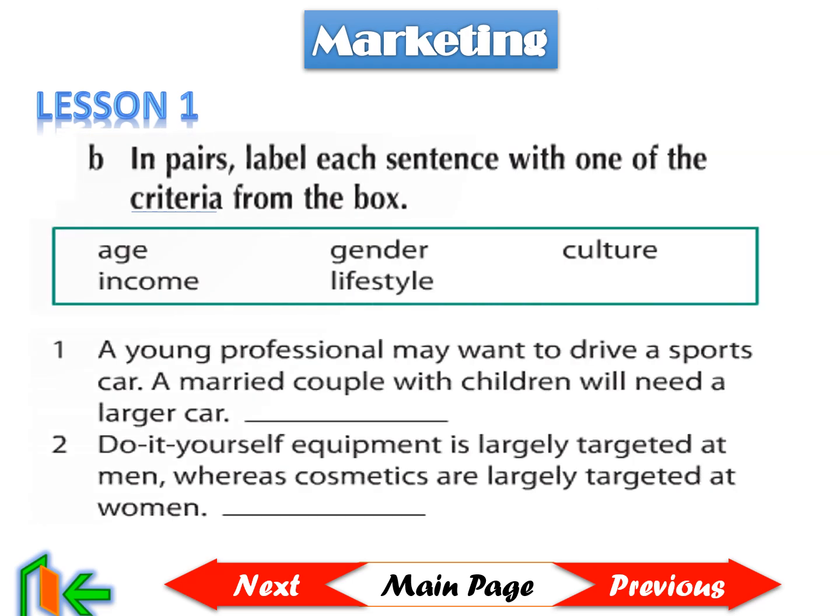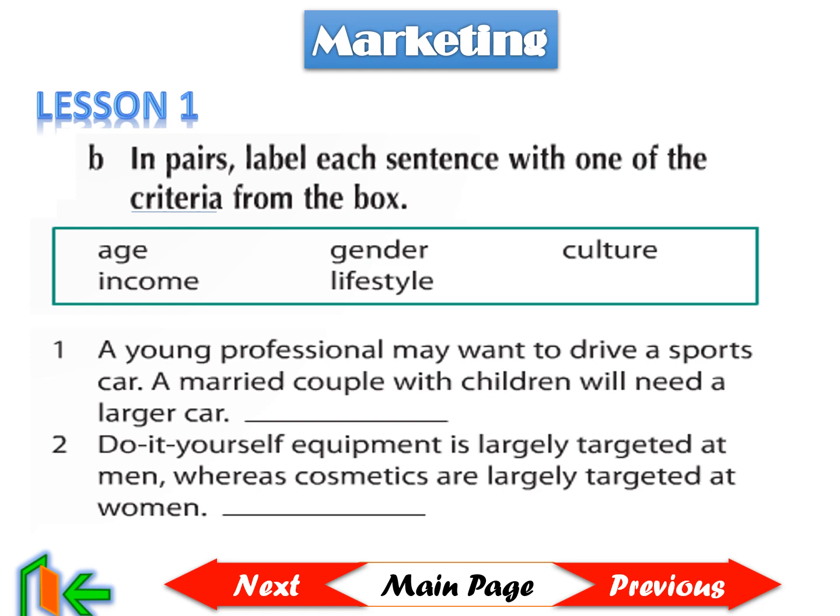Down there we have an activity. You have here in this box 5 words: age, gender, culture, income, lifestyle. Of course you know what age is. Gender, when you're asked about your gender, you have to answer saying male or female. Gender refers to whether you are a male or a female, a man or a woman.